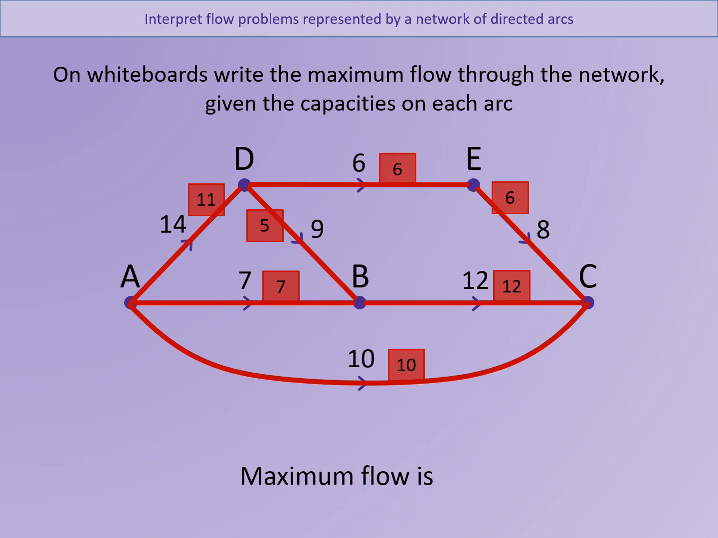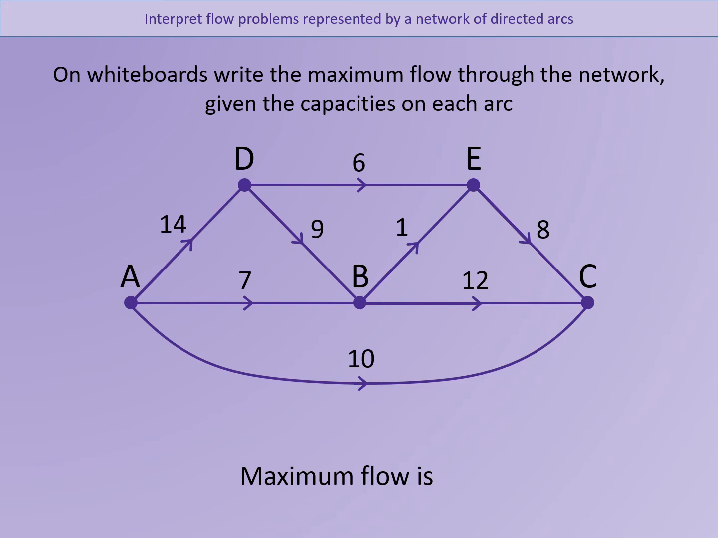The reason we couldn't increase AD and DB any further was because BC is restricted to 12. So if we increased AD or DB, we would then find that we had some excess flow that had nowhere to go once it reached B. So the maximum has now been reached for this network. We've got 28 as that maximum flow.